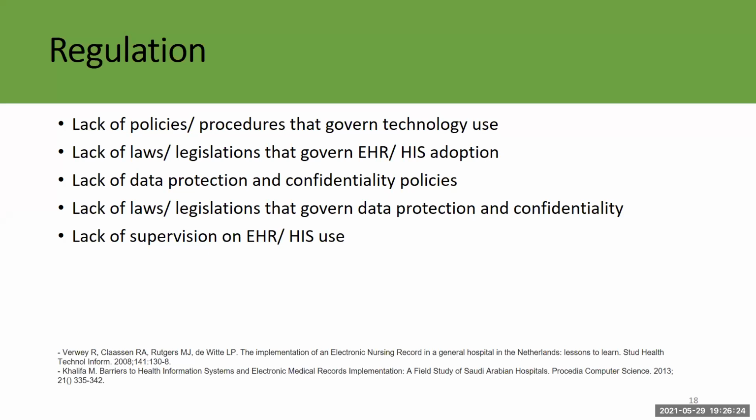So the higher level organizations, such as ministries of health, should start developing rules and regulations, both on the national level and also at the institutional level, to make sure that hospitals are regulated on how to use the technology. They have a framework and they are fully aware of all potential aspects of technology adoption and use. And, for instance, regarding data confidentiality and data protection, there are policies which govern that if data is released, then some kind of penalties have to be implemented, and policies like that.